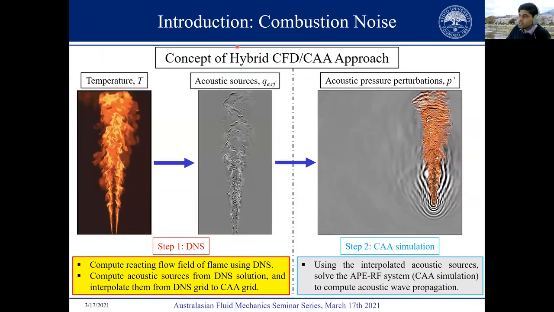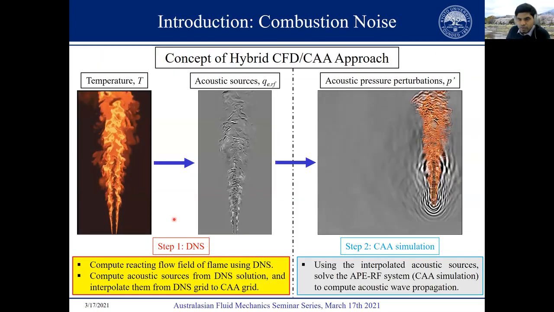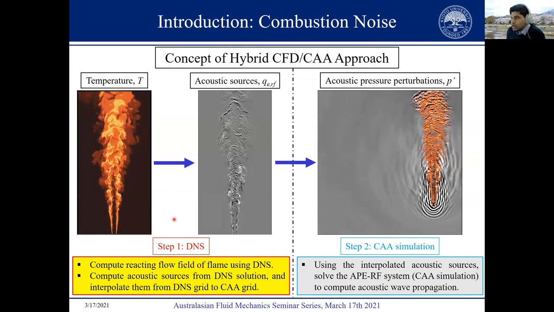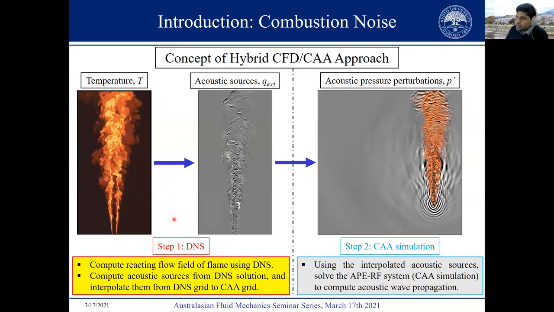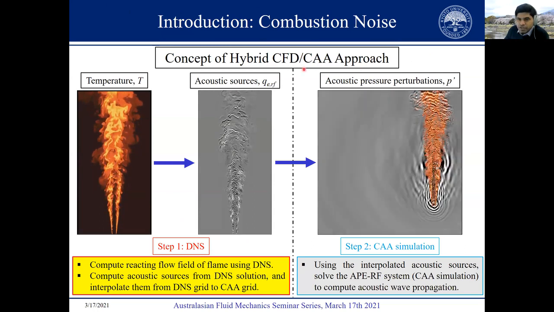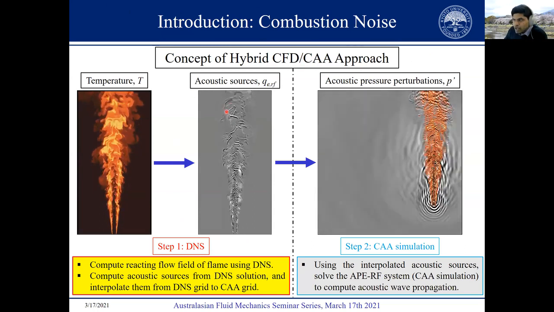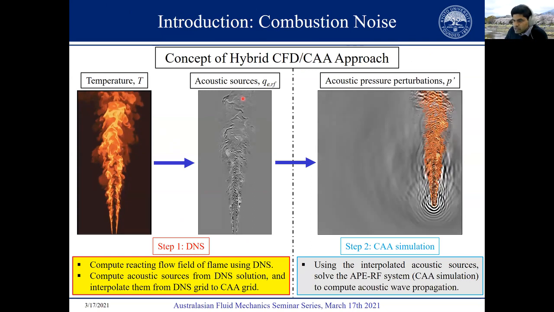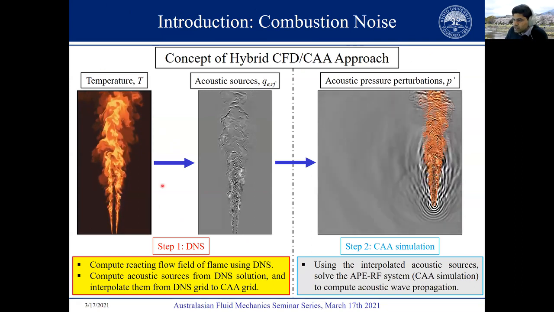And then this is combustion noise. This was actually my PhD thesis topic. What I did was, at that time I used this concept of the hybrid CFD-CAA approach to calculate the combustion noise. So what you basically do is you have a two-step approach.